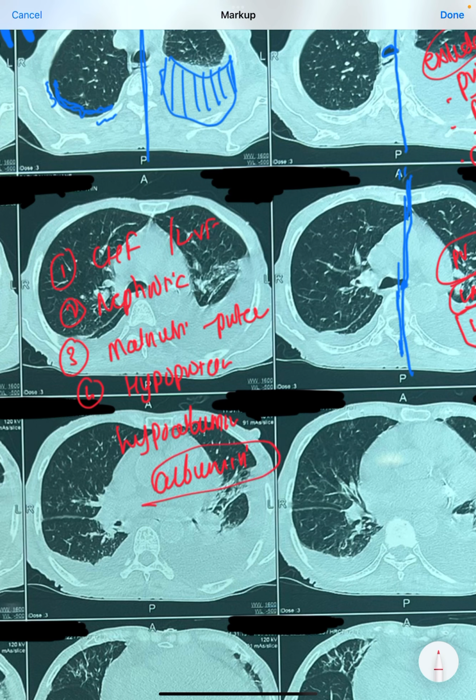So if albumin is less, if it is less than 3.5, the plasma oncotic pressure, which actually keeps the fluid inside the blood vessel, reduces. As the plasma oncotic pressure reduces, automatically there will be increased leaking of the fluid, and there will be pleural effusion. So CHF, nephrotic syndrome, malnourishment, hypoproteinemia.